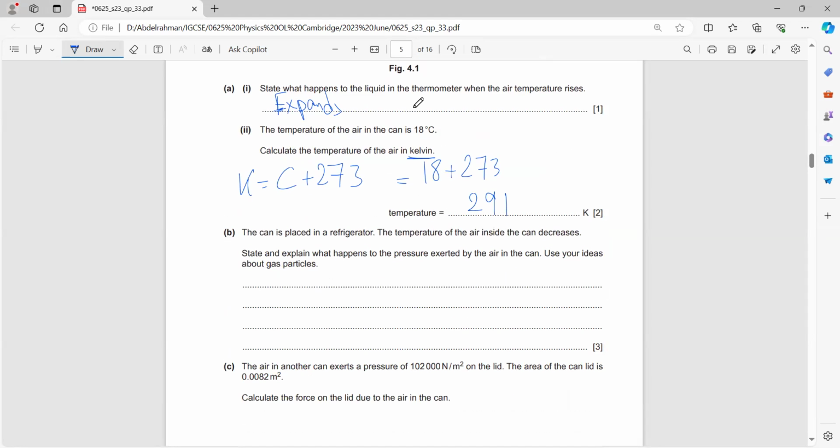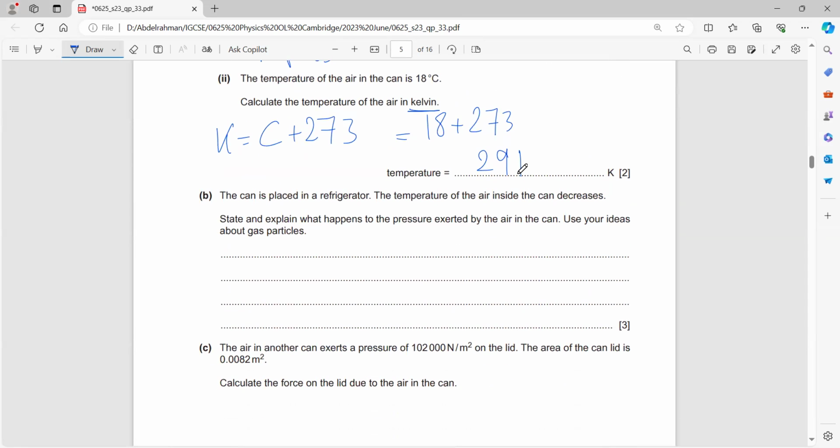The can is placed in a refrigerator. The temperature of the air inside the can decreases. State and explain what happens to the pressure exerted on the can. Use your ideas about gas particles. What happens to the pressure as the temperature decreases? Pressure decreases. In terms of molecules, why does that happen? Because they lose energy. The molecules lose kinetic energy.